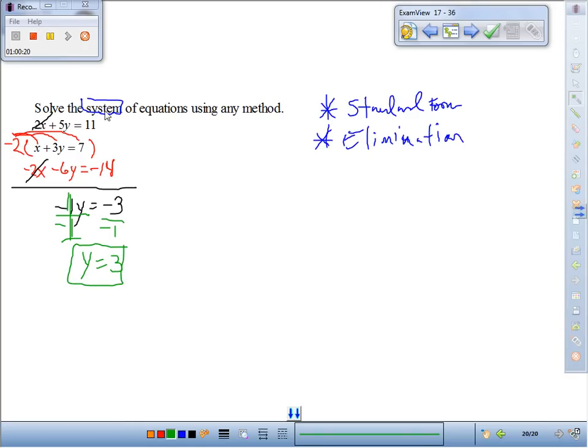No. Now we need to substitute into one of the two. Which one do you want to use? Top one. I always go with the first one so I don't mistake my steps. So 2x plus 5y equals 11. But instead of y, what do we write? 3. I bring everything else down. 2x plus 5 times 3 equals 11. 5 times 3, that's 15. I bring everything else down, and I solve.